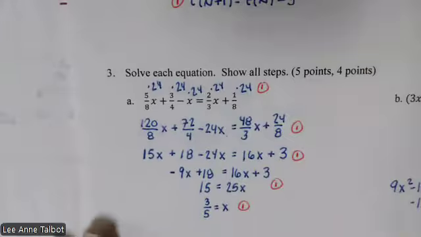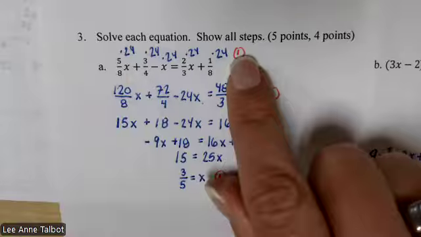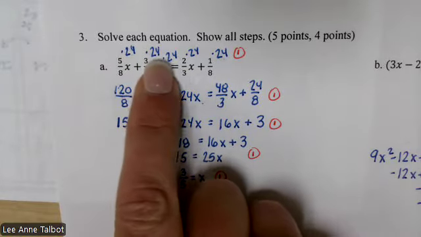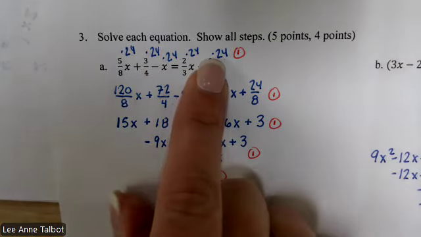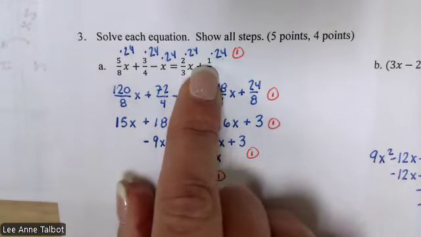Okay, now let's see number 3A. Number 3A is worth 5 points. The first point is for finding the least common denominator of 24. So just having 24 written somewhere.